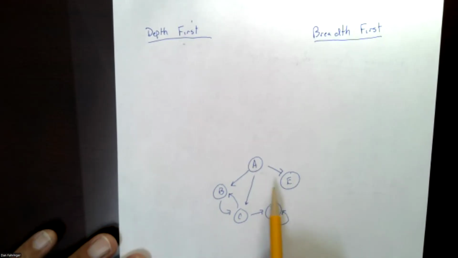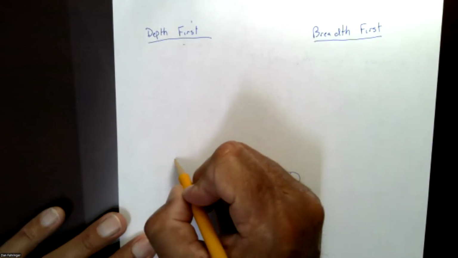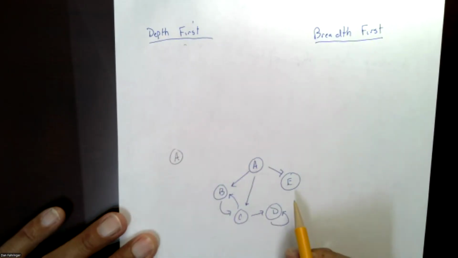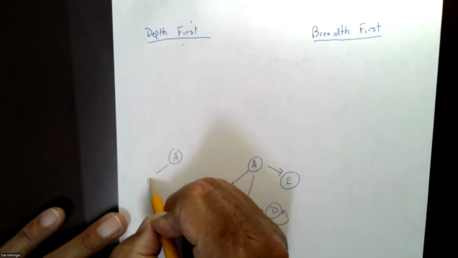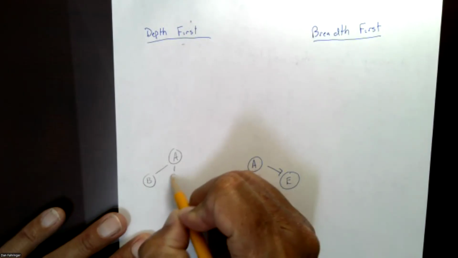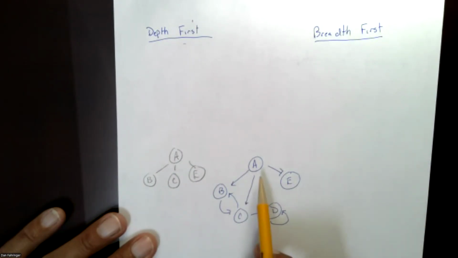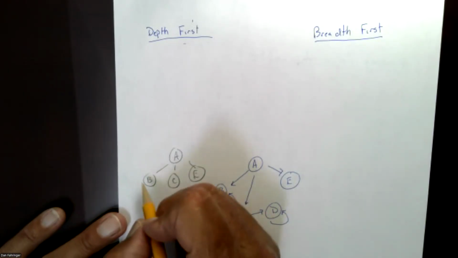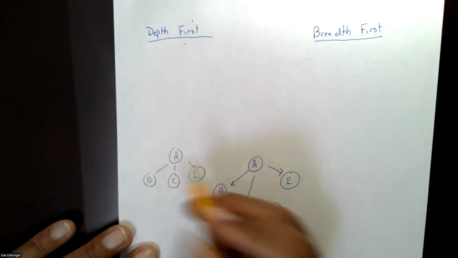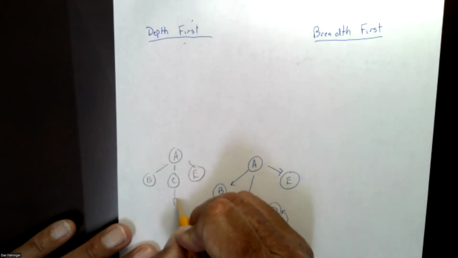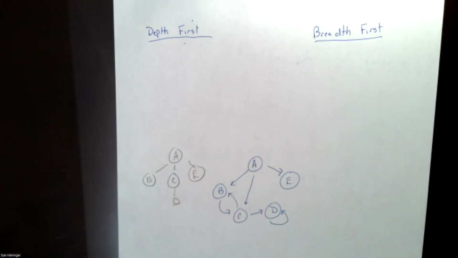Well, first of all, let's take a look at this as a tree. And as a tree, I might have something along the lines of A goes to B, A goes to C, A goes to E. Let's see, B goes to C. We kind of already have that. What else do we have? C goes to B. C goes to D, and the E is there.